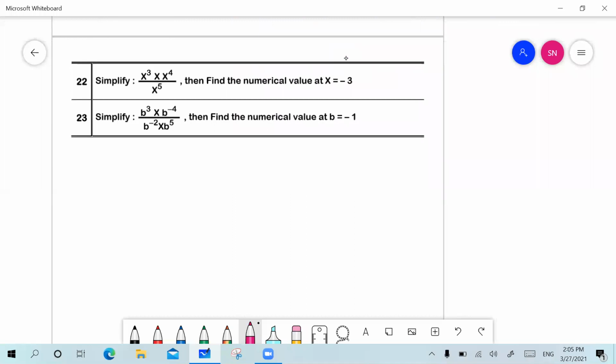In number 22, simplify x to the power of 3 times x to the power of 5 over x to the power of 5. Then find the numerical value at x equal -3.